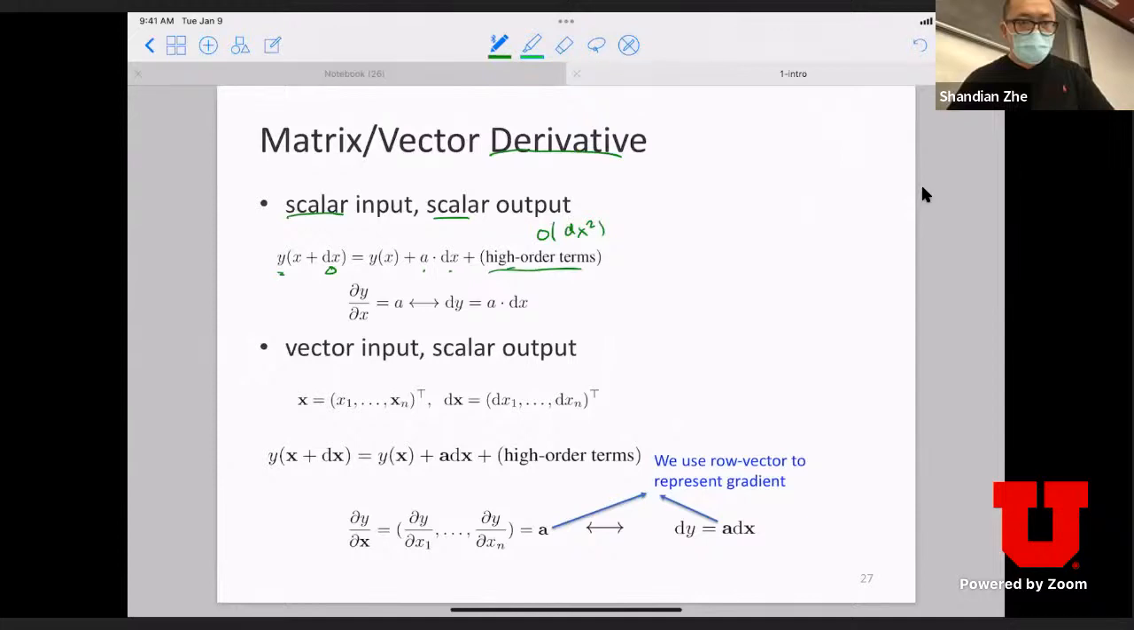Accordingly, this coefficient of dx is called the derivative, and we define partial y over partial x as this derivative. This is our definition. Or we can write it another way, which is what I favor: dy equals a times dx, where a is the derivative.